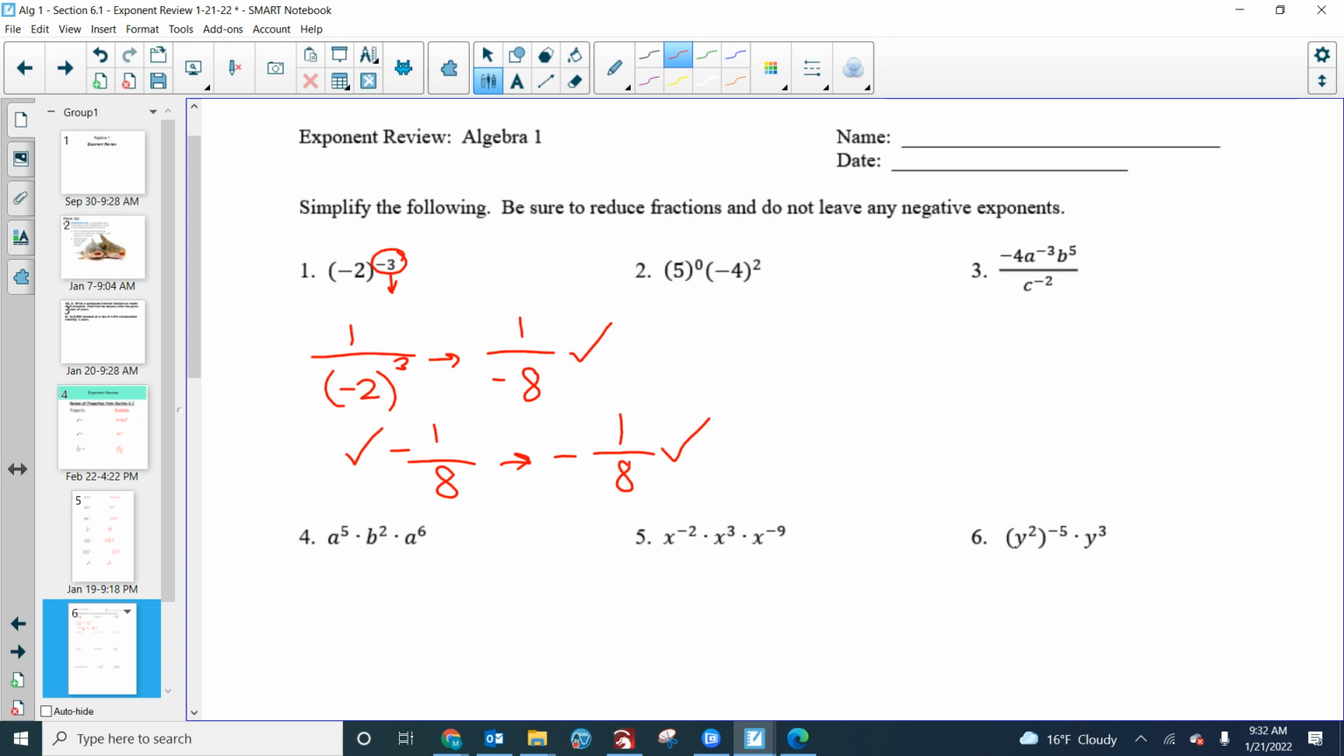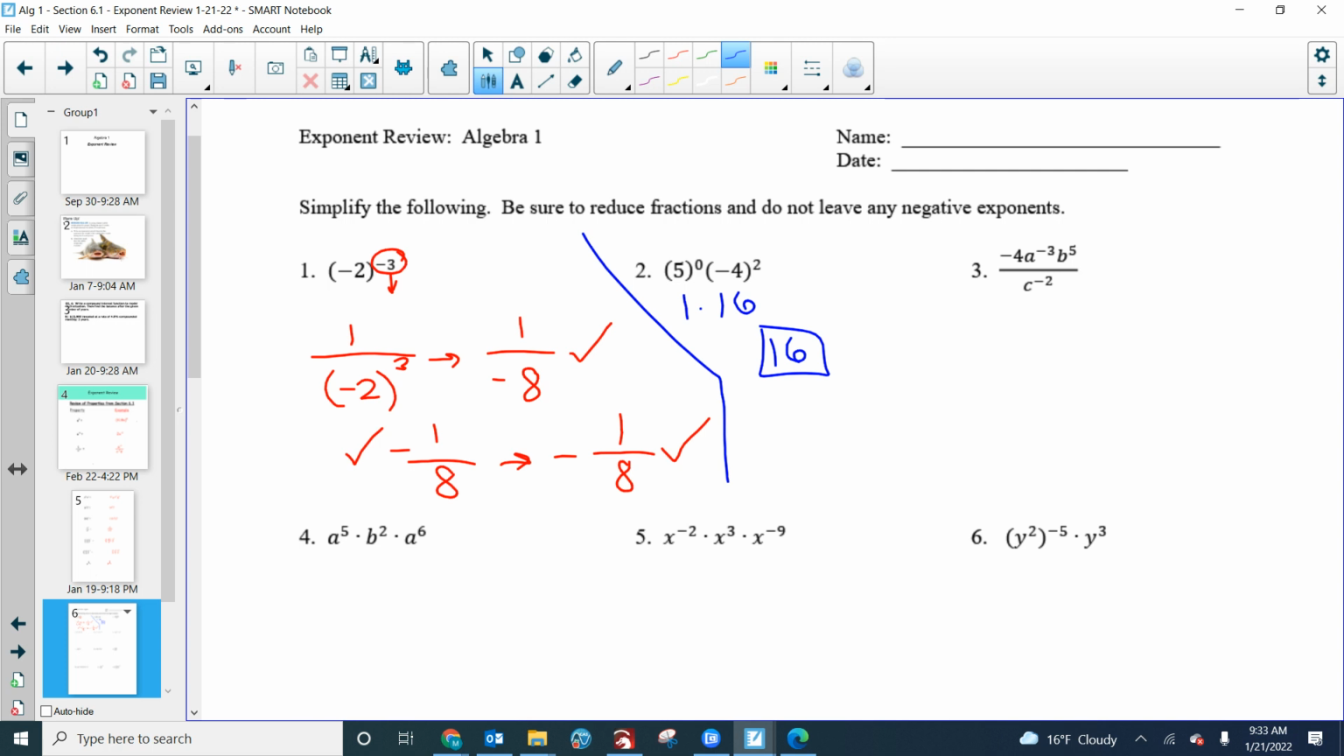Are we okay with number 1? Negative 1/8. Great. I did number 2. I've been hoping you would volunteer. Go ahead. All right. I got 16 as my answer. Walk me through it. What is 5 to the 0? 1. Times negative 4. Now, is the negative 4 in parentheses? Yes. So it's negative 4 times negative 4, which is 16. Good. And 1 times 16, last time I checked, is 16. Are we good?